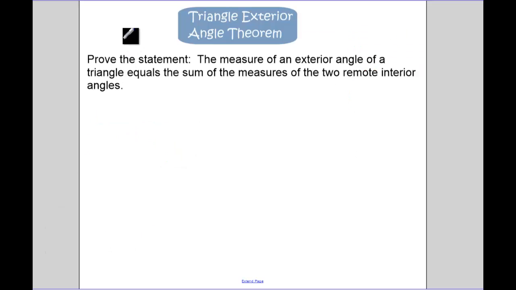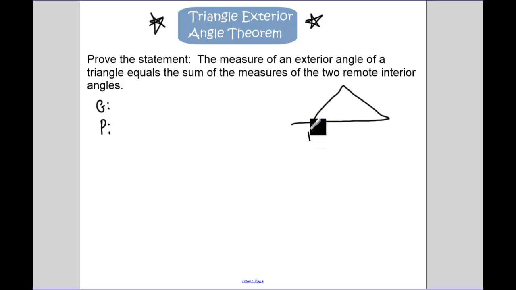The triangle exterior angle theorem. This is an important theorem. This I always like to put on the final exams as an algebra problem. So prove this statement. The measure of an exterior angle of a triangle equals the sum of the measures of the two remote interior angles. So we have our picture, because we always have a given, a prove, and a picture. We have triangle ABC. I have angle 1, angle 2, angle 3, and angle 4.